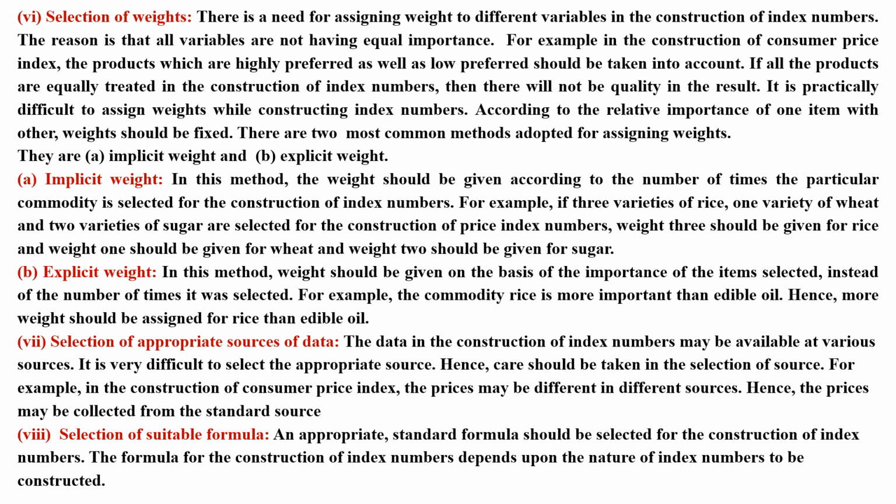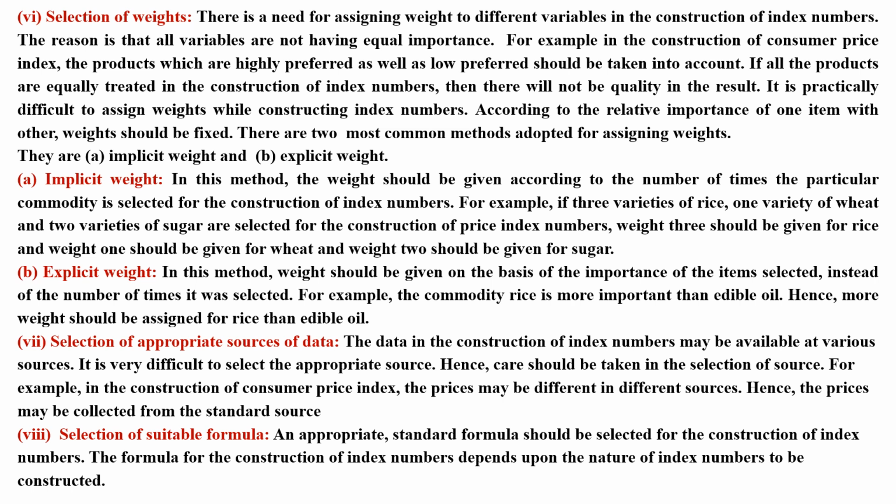A. Implicit weight. In this method, the weight should be given according to the number of times the particular commodity is selected for the construction of index numbers. For example, if 3 varieties of rice, 1 variety of wheat and 2 varieties of sugar are selected for the construction of price index numbers, weight 3 should be given for rice and weight 1 should be given for wheat and weight 2 should be given for sugar.